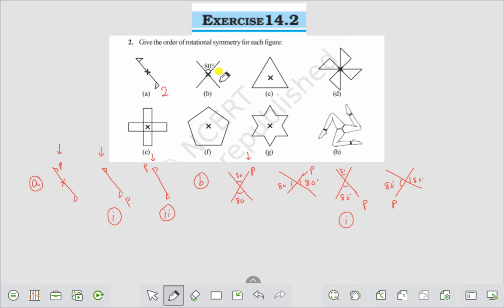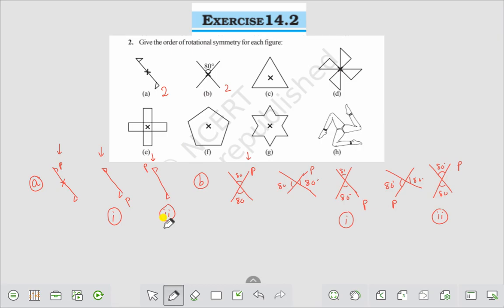And this figure doesn't match with the original figure. If we again move this one, again move this one, this P will come here, and at the end, this P will come again here, and you see this is 80 degree and this is also 80 degree. That means in two positions the figure is exactly the same. Therefore the rotational symmetry for this figure is 2.